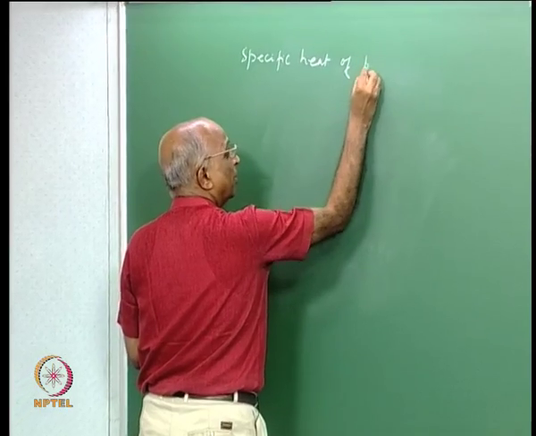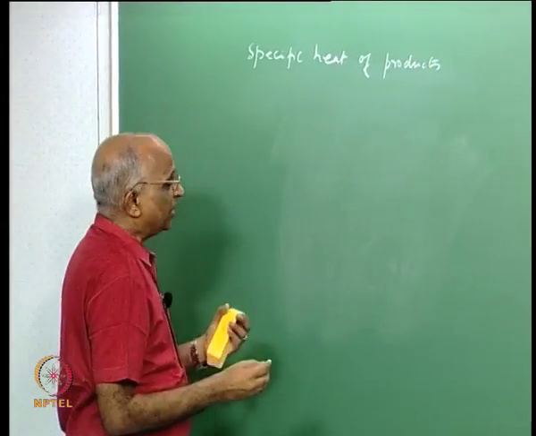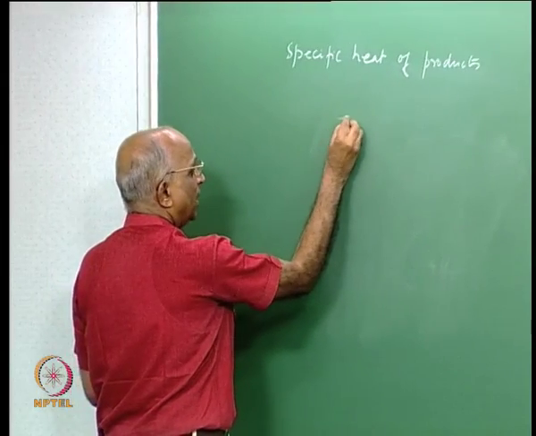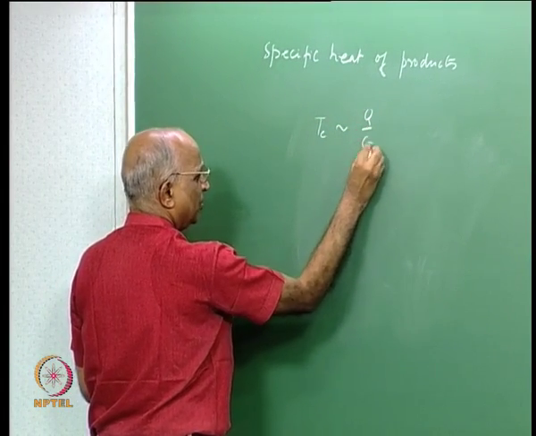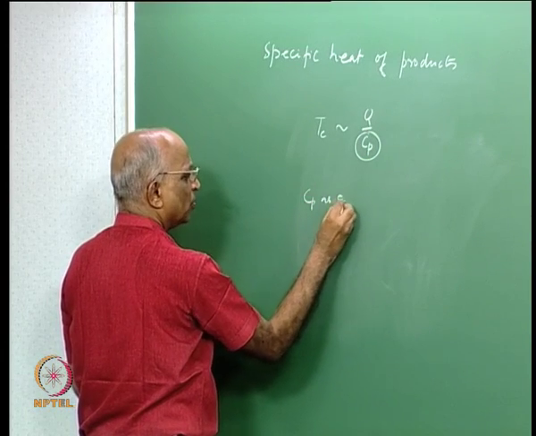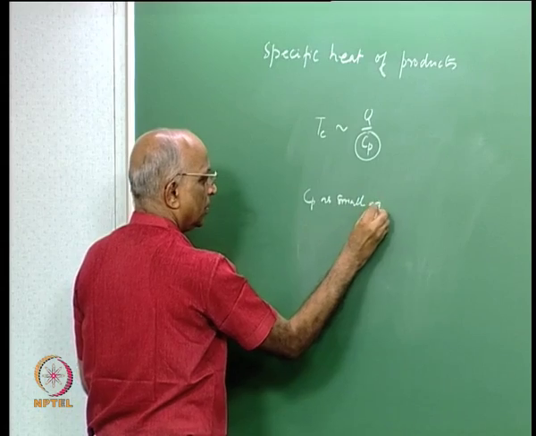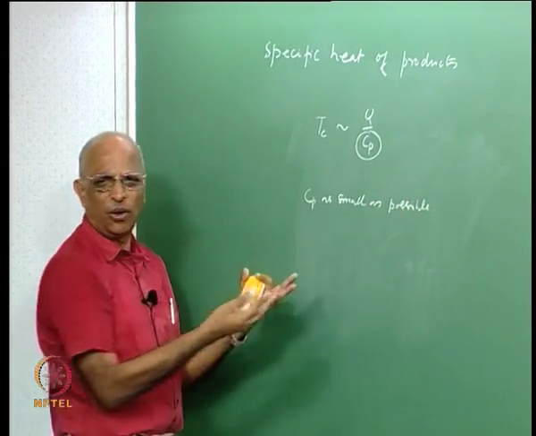Of maybe the products of burning or products of a chemical reaction which are escaping through the nozzle. We tell ourselves, well, Tc goes as heat release divided by the specific heat. I would like to have Cp as small as possible. Well, this is thermal, all of us know it.